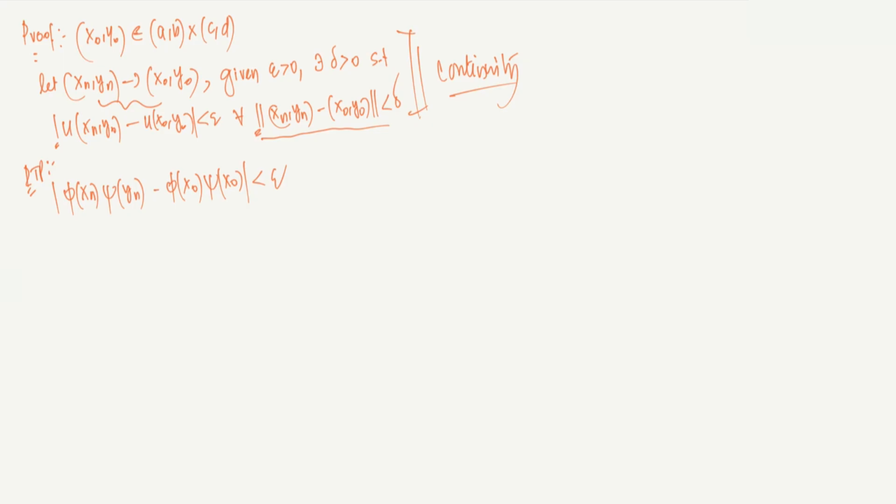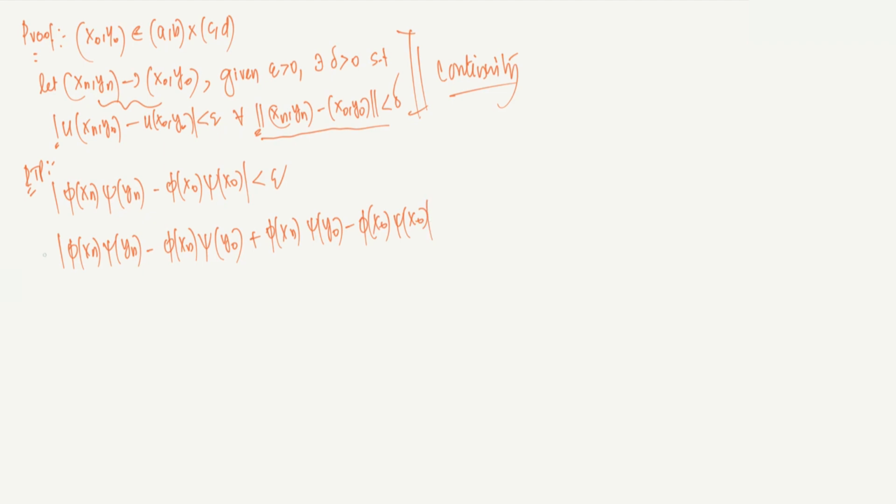Okay, if you have to do something like this, we can write it like this: phi(x_n) psi(y_n) minus phi(x_n) psi(y_0) plus phi(x_n) psi(y_0) minus phi(x_0) psi(y_0). We will add and subtract this thing.